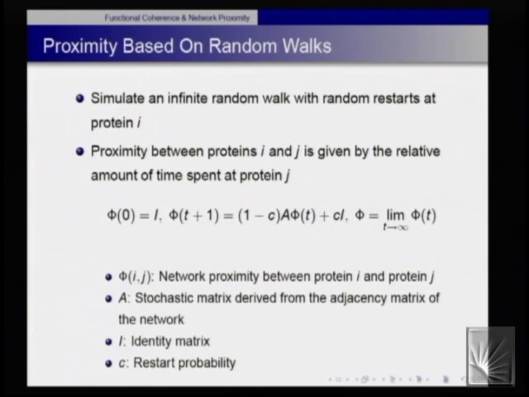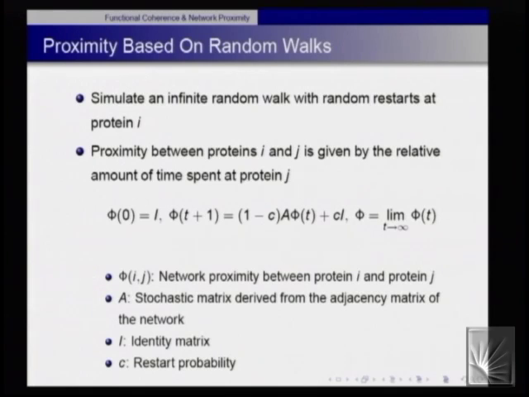So for that purpose, we generalized the Google PageRank algorithm based on random walks. So to assess the similarity between protein I and protein J, we start a random walk from protein I. And then with a certain probability, C is a parameter here, we go back to protein I at each step of the random walk. We repeat this until infinity. And the similarity is given by the relative amount of time spent on protein J. This is a generalization of the Google PageRank exactly.